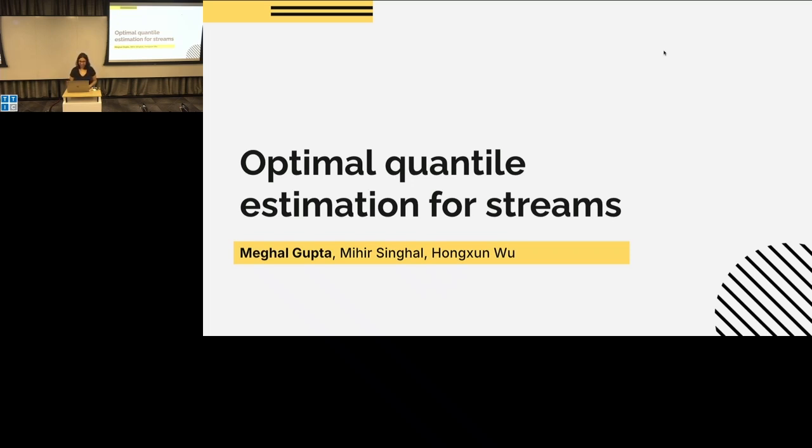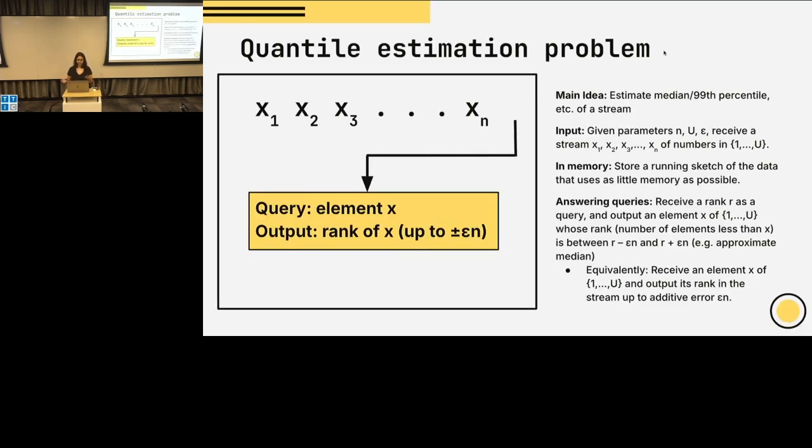Thanks for the introduction. Okay, so as Albert said, I am going to talk today about optimal quantile estimation for streams. This is joint work with Mihir and Hong Shun, both of whom are also grad students at Berkeley. Okay, so the first thing I'm going to do is start by defining the problem of quantile estimation.